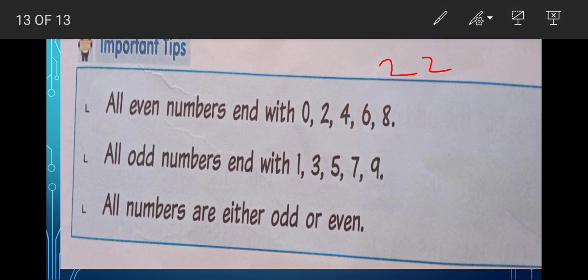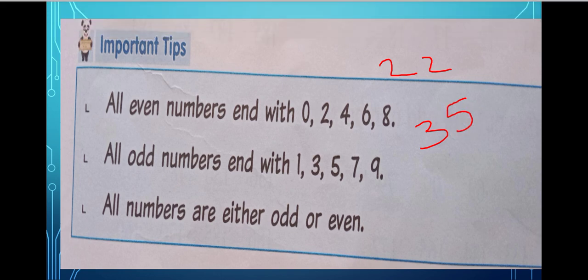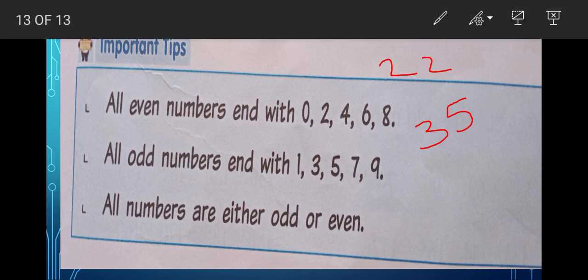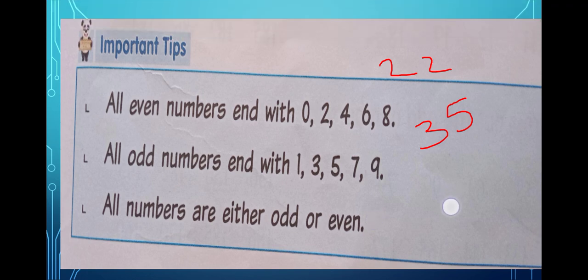Okay. Suppose I am writing here 35. Is 35 even or odd, children? 35, you see here and tell me. 1, 3, 5, 7, 9. So the ones place is 5. That means it is what number? Yes, very good. It is an odd number.